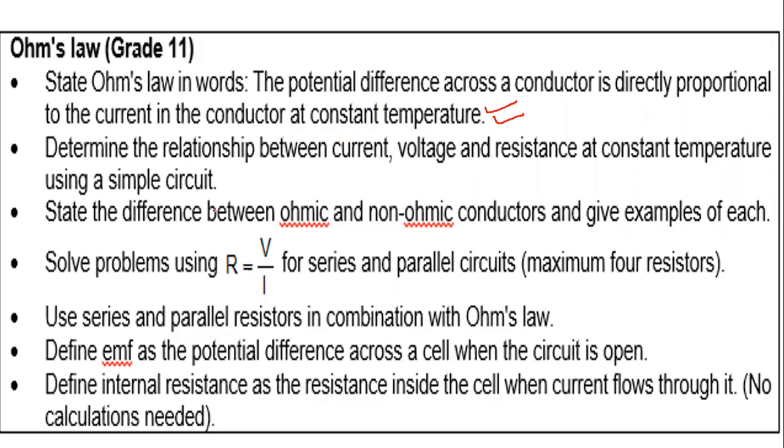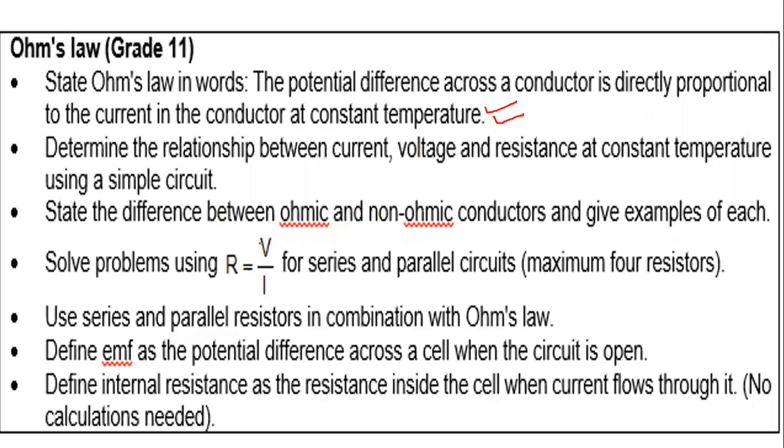And we must know and establish the relationship that exists between current as well as voltage, as well as resistance at constant temperature. So we must be able to explain what happens to the current if the voltage, or what we refer to as the potential difference, is increased and the resistance is kept constant, and so on. So we must be able to work with that.